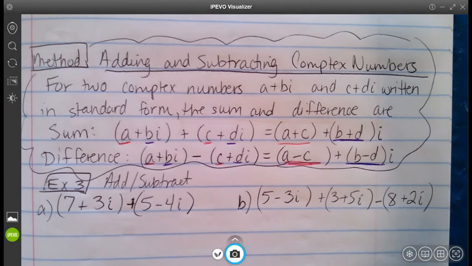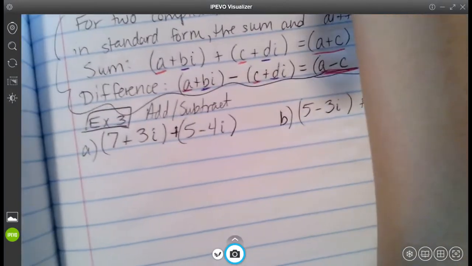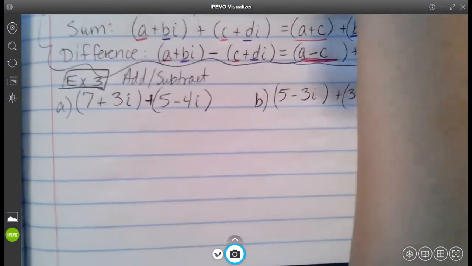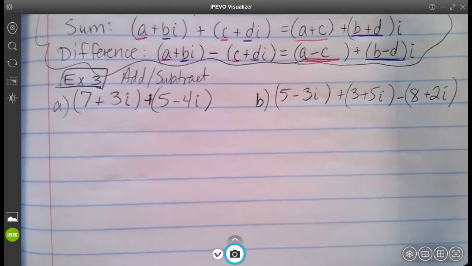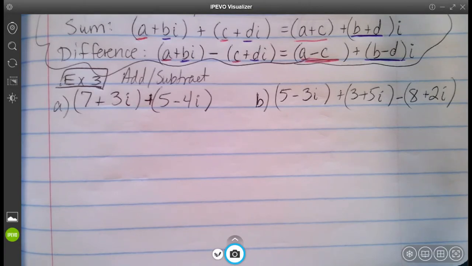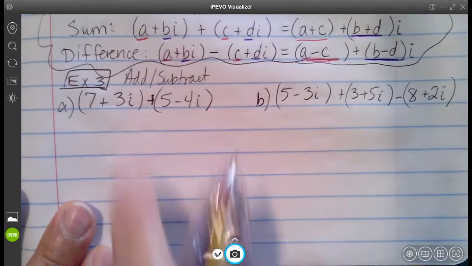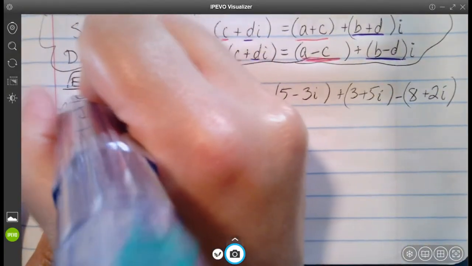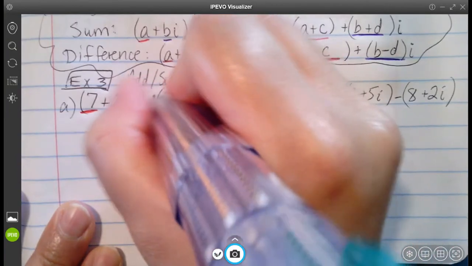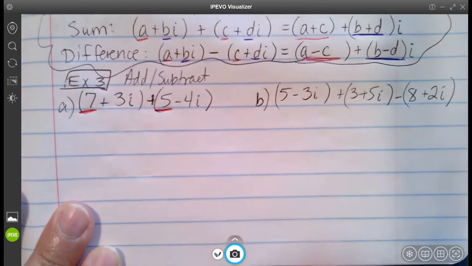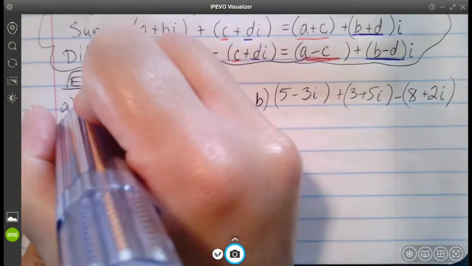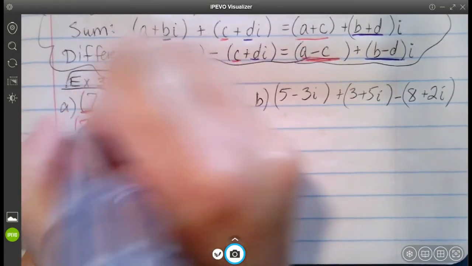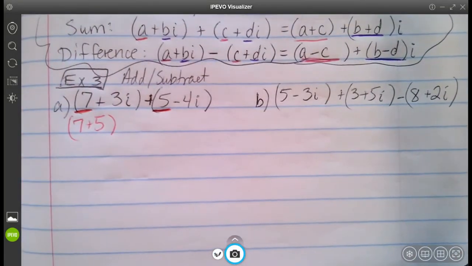Okay, so let's go ahead and do a couple of examples. This one again, this shouldn't be too bad. It's kind of like combining like terms. Okay, so same concept, except now we're dealing with i's instead of x's, and those i's stand for imaginary numbers. So let's look at letter A. We're adding 7 plus 3i plus 5 minus 4i. So I'm going to go ahead and underline my real part. Okay, so it looks like I have 7 plus 5. So I'm going to put that first. Okay, 7 plus 5.